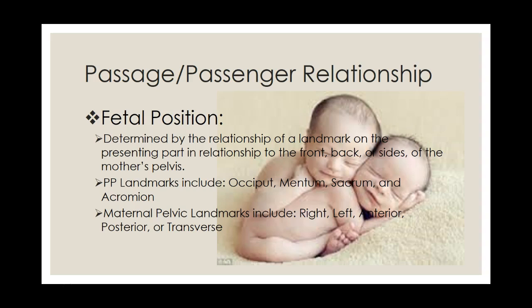And then we also have landmarks on the maternal pelvis, and these include the right, left, anterior, posterior, and then transverse. So anterior would be the top of the mom's pelvis. If she is lying down in front of you, anterior is the top of her pelvis where the symphysis pubis is, that side of her pelvis. Posterior pelvis would be where the sacral promontory is, so the bottom side of her pelvis.